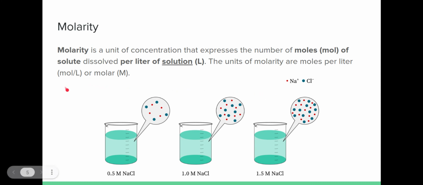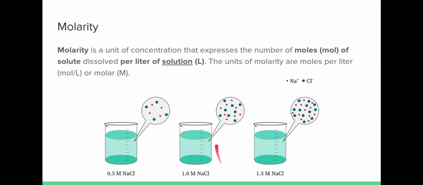One of the ways that we measure concentration in chemistry is with a specific unit called molarity. It has the word mole in it, so we do measure the number of moles of solute dissolved per liter of the entire solution. The units of molarity are given to us as moles per liter, or sometimes that's abbreviated as a capital M, which represents molar.